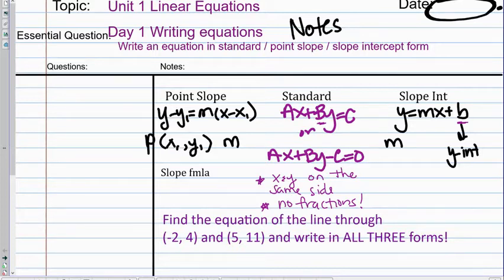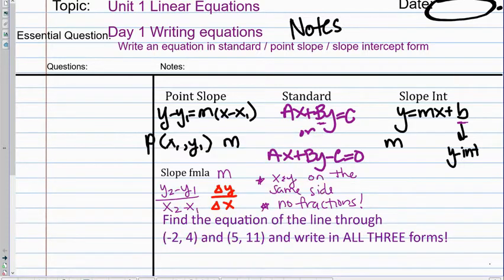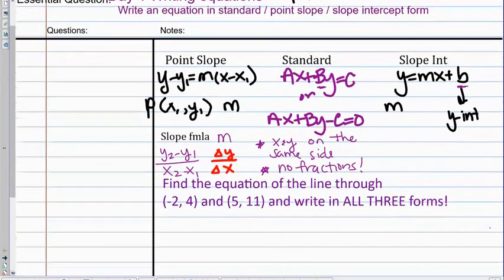And then slope formula, remember this is that letter m, is y2 minus y1 divided by x2 minus x1. You might also see it as the change in y over the change in x, and that little triangle means change or delta.